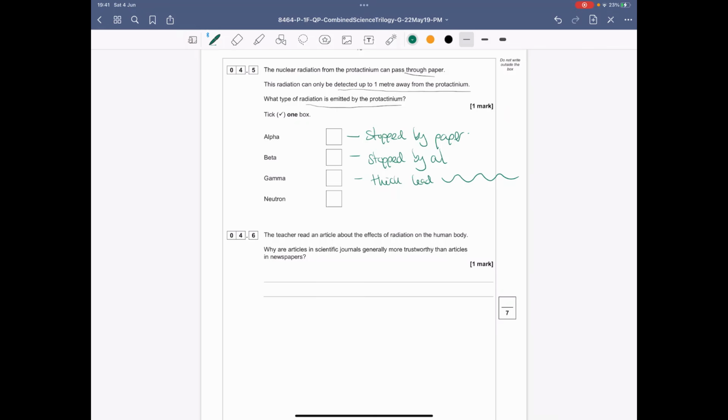Now, this is telling us in the question that protactinium can pass through paper, so it can't be alpha, because otherwise it would be stopped by it. But it can only be detected up to 1 meter away. Gamma, because it is a wave, can travel a huge distance, so therefore it's not gamma. A neutron is not a type of radiation, so therefore, process of elimination, it must be beta.